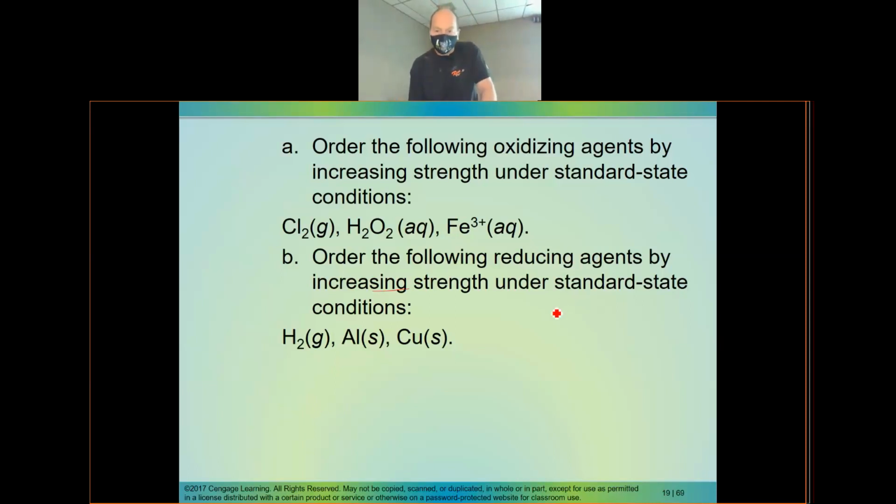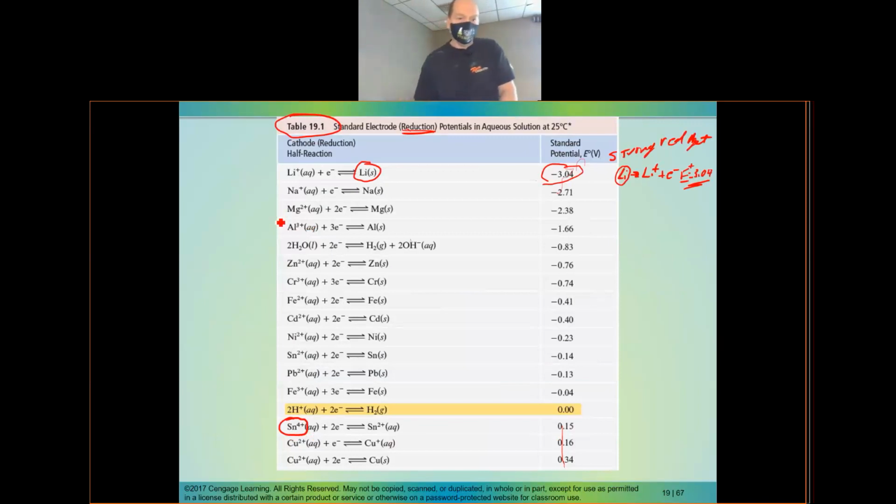All right. Now we want reducing agents, so you have to be careful what you're looking for. Now, reducing agents, and we have hydrogen, aluminum, and copper. These are going to be reversed, and they're going to be the strongest reducing agents. So lithium is the strongest, then sodium, then magnesium, aluminum. That's on our chart. That is number one, strongest reducing agent in that list. And then we get to hydrogen gas. That is number two. And then we get to copper way down here. That is by far the weakest reducing agent. All right. And so if you know how to read the chart, these questions are very simple.